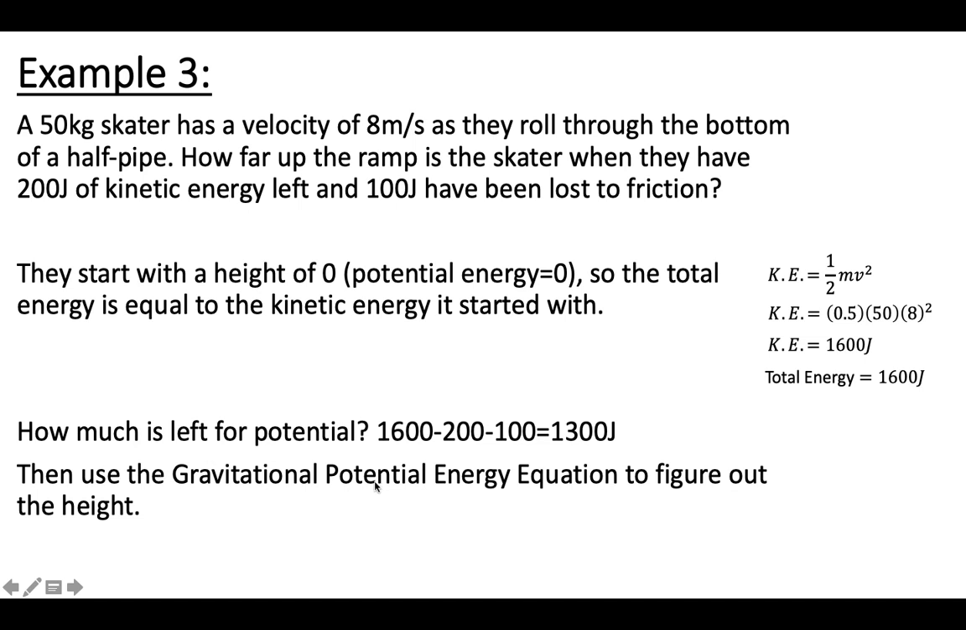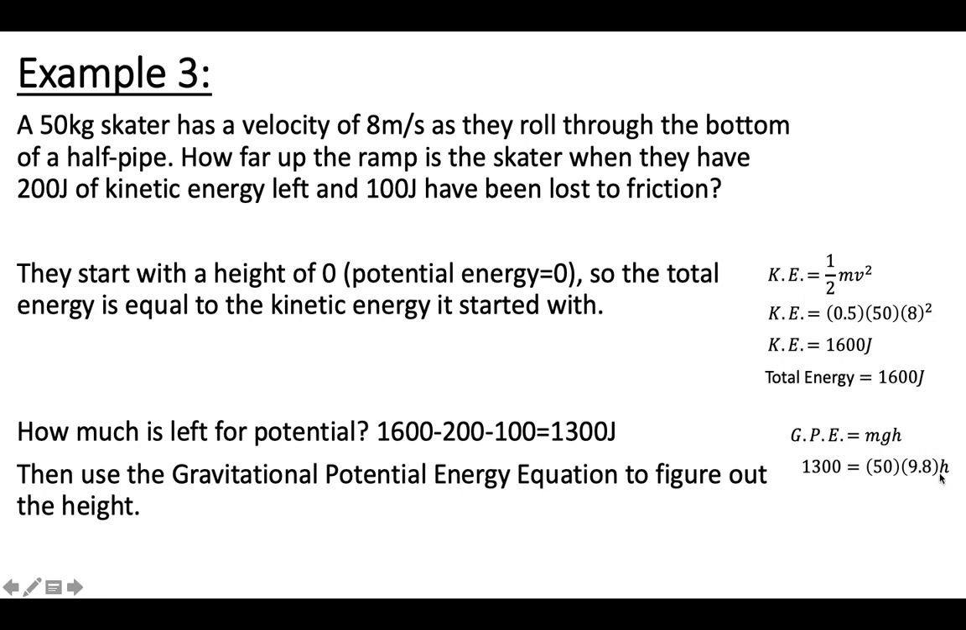Okay, so now all we got to do is use the potential energy equation to figure out the height. Now we know how much potential energy he has. We're going to use that equation to get the height. So here's our potential energy equation, equals mgh. We know that he's got 1,300 joules of potential energy. That's what we just figured out right there. We already recognize that the mass is 50. G is our 9.8, as it usually is. And then we've got H. H is what we're trying to figure out.